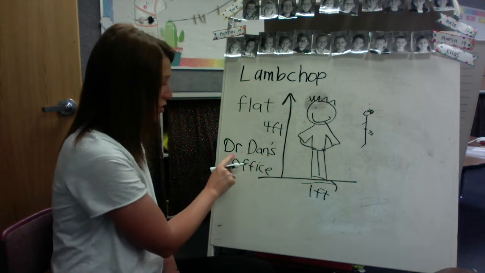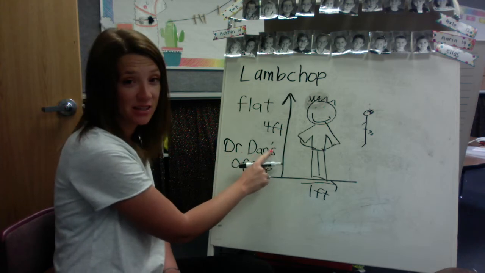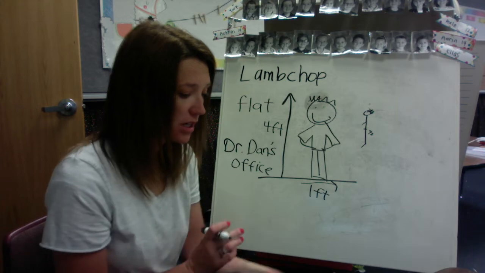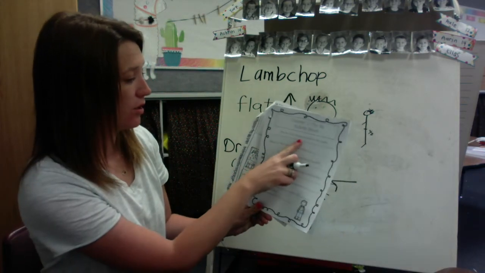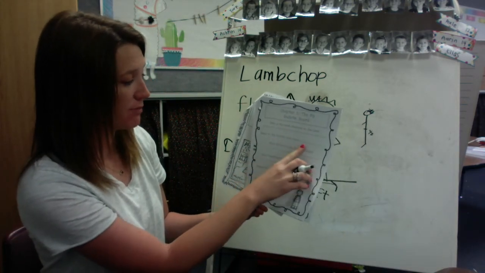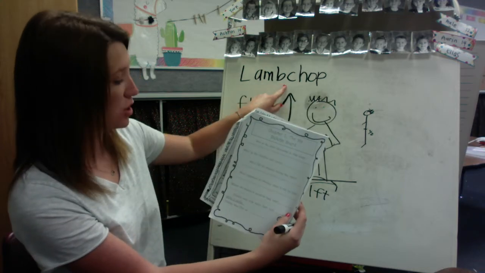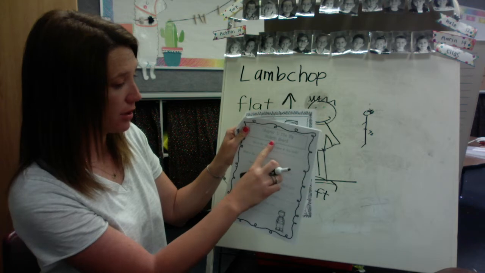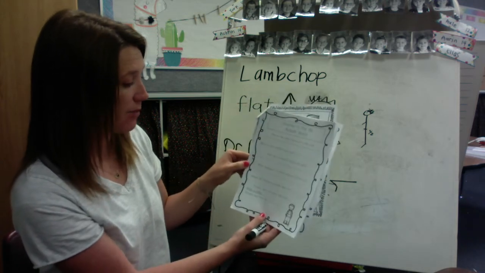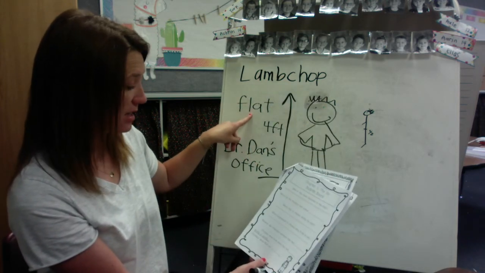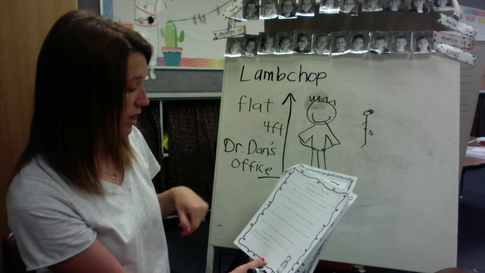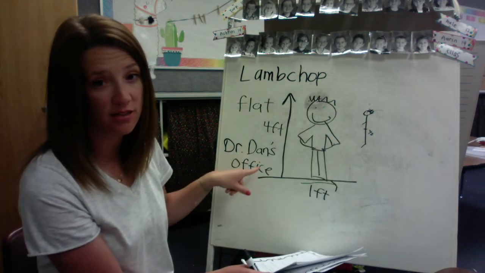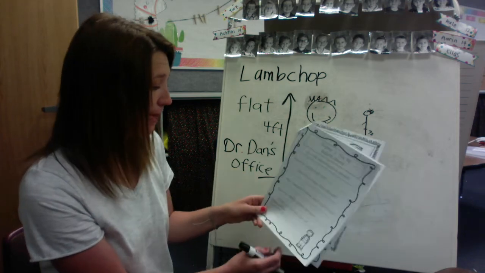So they took him to Dr. Dan's office. All right, so we're down to the last two. The main character was Flat Stanley. His last name was Lamb Chop. What fell on him during the night was a big bulletin board. And what happened to Stanley? He became flat. And where did Stanley's parents take him? They took him to Dr. Dan's office. All right.